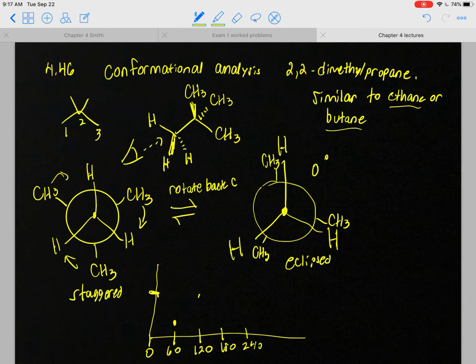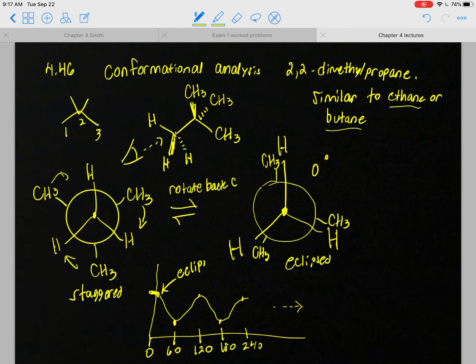And it just keeps repeating. So there's only two conformations. Okay, and we can sketch that out to 360 if we wanted to. So you only have two conformations.